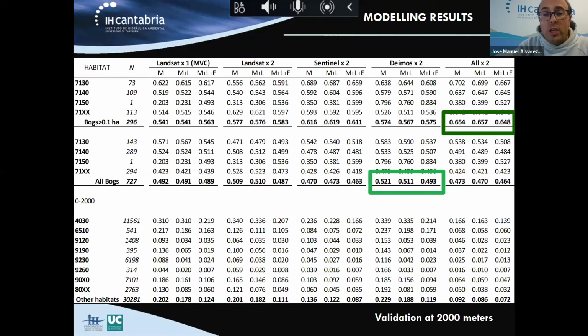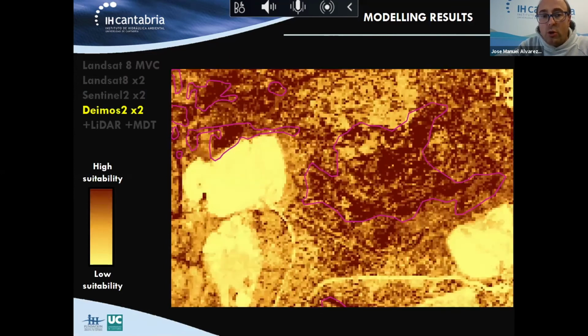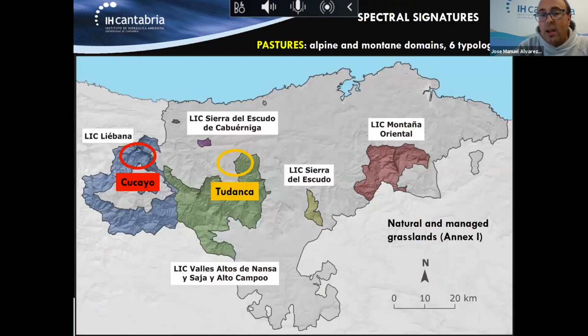The good part is that we succeeded. Deimos was useful, but Deimos was much better, you can see here, when we put Deimos in combination with Sentinel. This was the best map that we could obtain, and it was validated in the field and highly satisfactory.